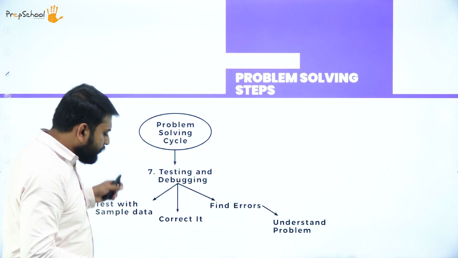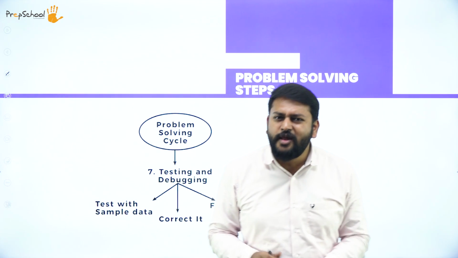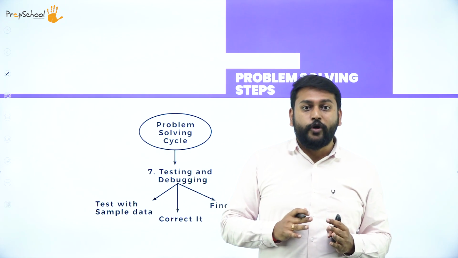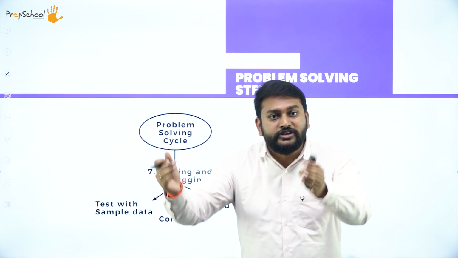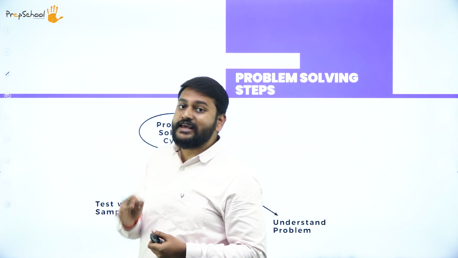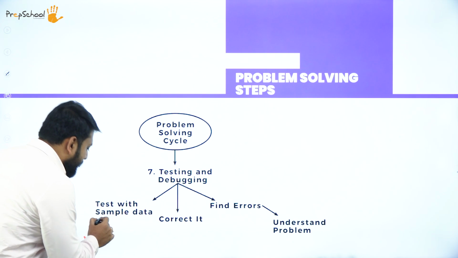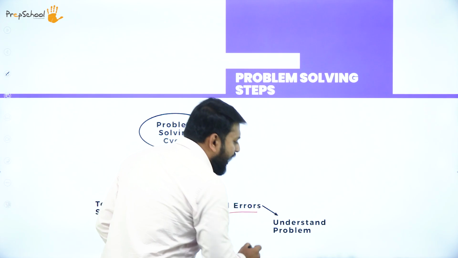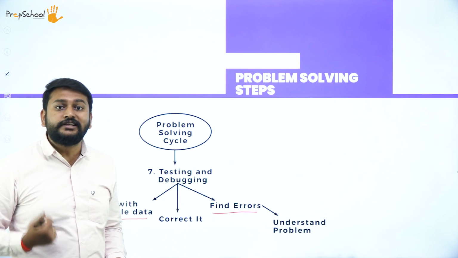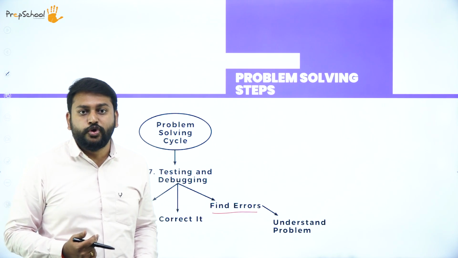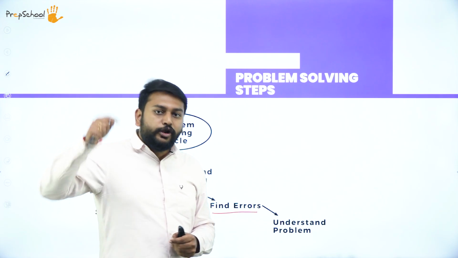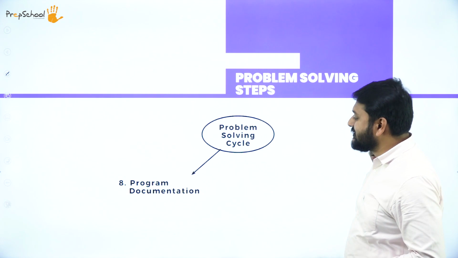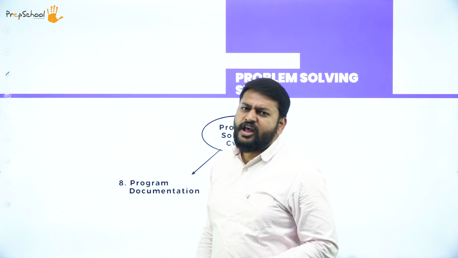Then once you're done with the coding, it is very important to check: have I done that coding properly? Is it meeting our requirement? Am I getting the exact output which I was supposed to get? That is what I have to test. So I will test with the sample data that I have. If there are any mistakes, I will correct them. Or if I find any errors, I will understand the problem and fix it. That is the stage that we are in now. If there is anything, you have to test and you have to debug. Once it is done, guys, we are moving to the next step, that is program documentation.